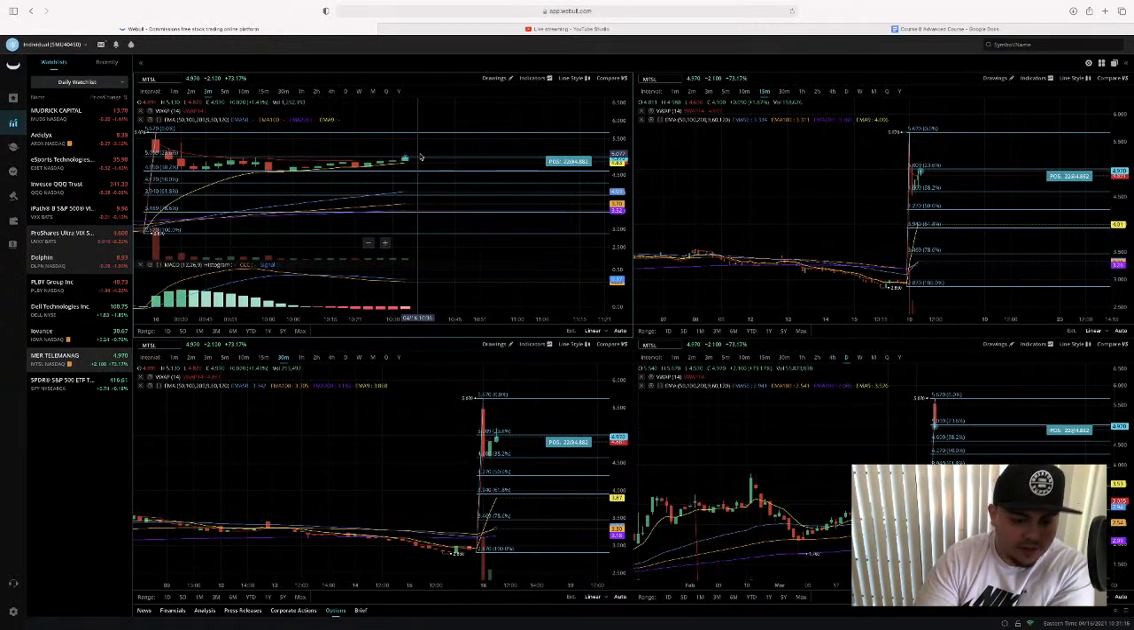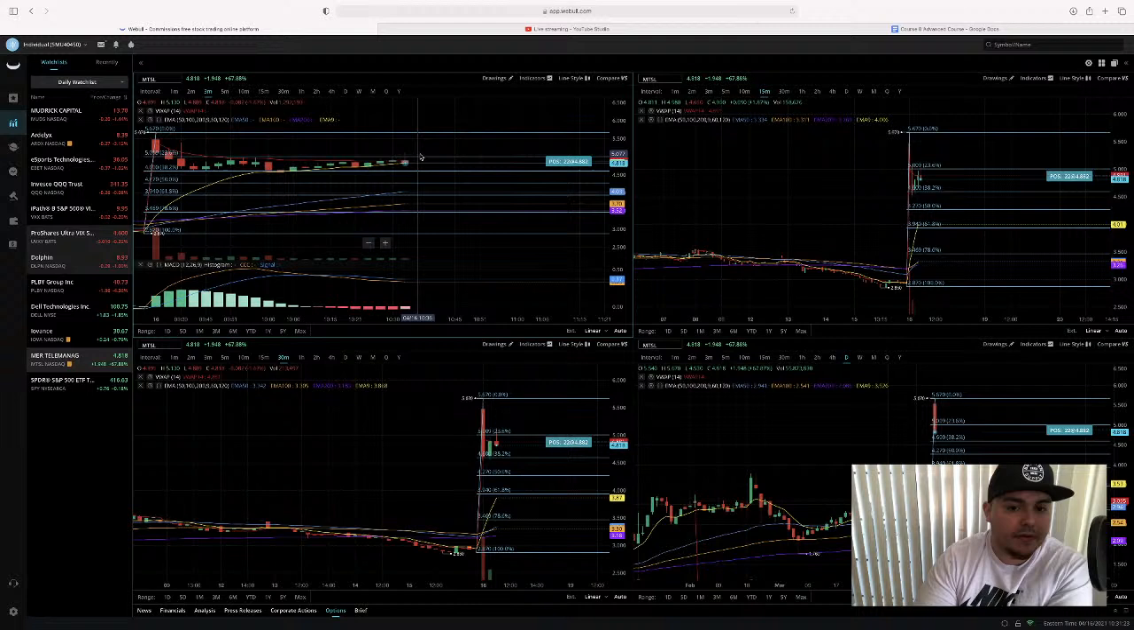So I took some profits right here on my phone on MTSL. Took some profits. Still holding a very small piece. Like I said, the volume is not there at all. So I'm going to hold on just a very small piece on this MTSL.